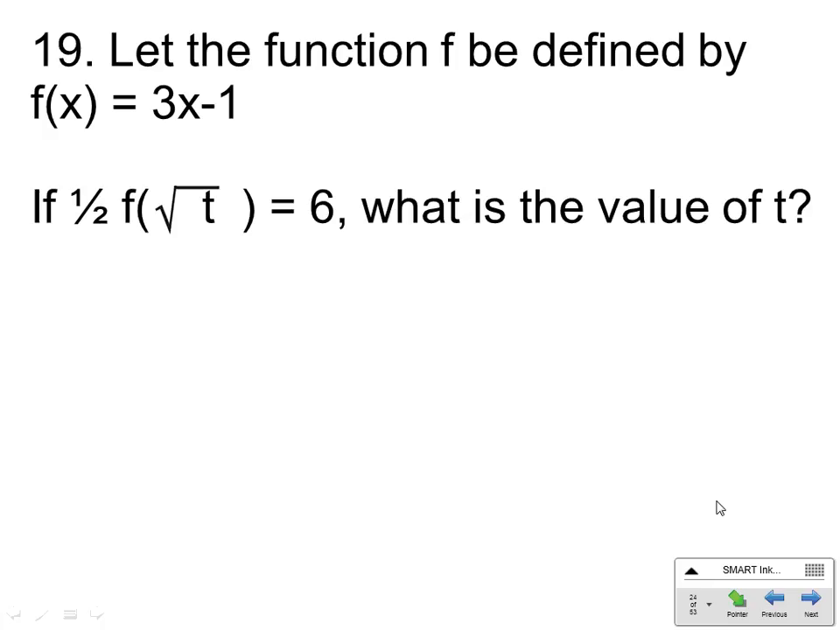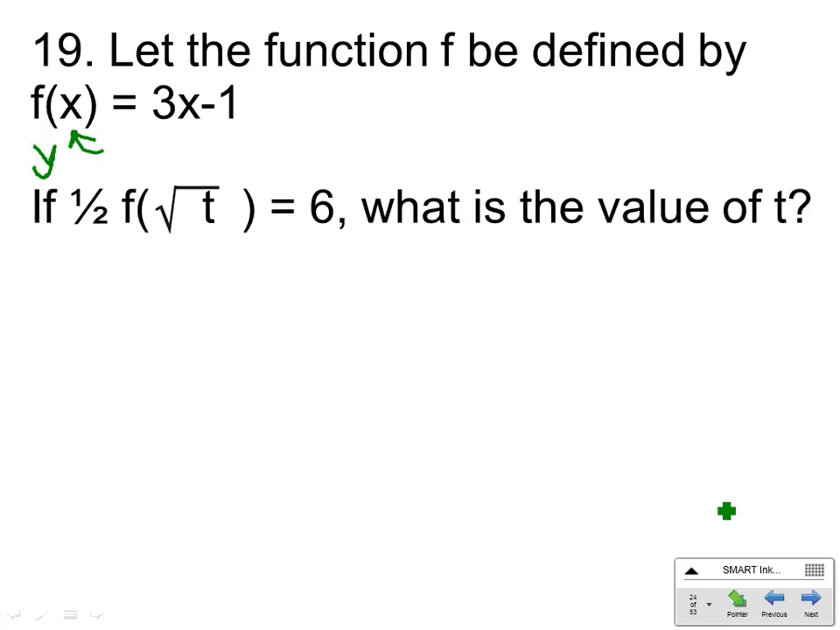So this question says, let the function f be defined by f of x equals 3x minus 1. So remember, f of x is just a fancy way to say y when given a particular x value. Okay, so the second part of the problem says, if 1/2 f of the square root of t equals 6, what is the value of t?